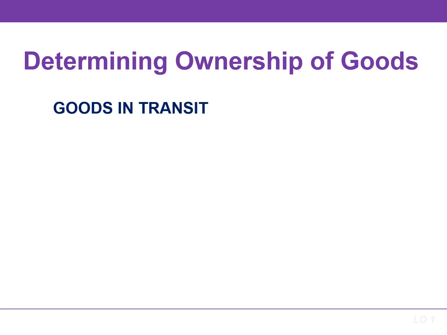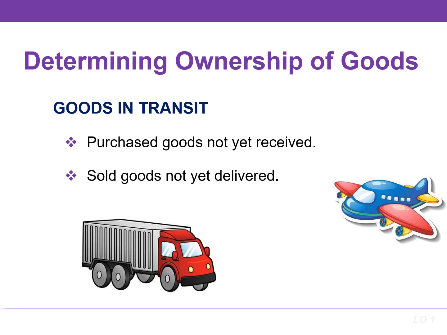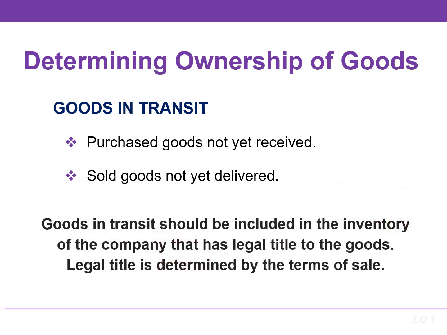A complication in determining ownership is goods in transit at the end of the period. Goods are on board a truck, train, ship, or plane, so neither the buyer nor the seller has the goods. The company may have purchased goods that have not yet been received, or it may have sold goods that have not yet been delivered. To arrive at an accurate count, the company must determine the ownership of these goods. Goods in transit should be included in the inventory of the company that has legal title to the goods. Legal title is determined by the terms of the sale.